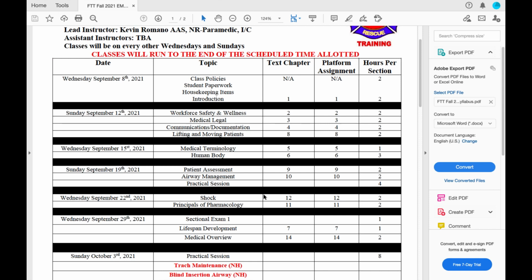What did you say about Wednesday's class? Wednesday's class will be starting at 6 p.m. We're going to cover medical terminology first and then the human body. If for some reason we run till 10 o'clock and there's still more to go, we can just reconvene on Sunday. But I am fairly certain we'll be able to get all that in. It should be no problem with 4 hours.